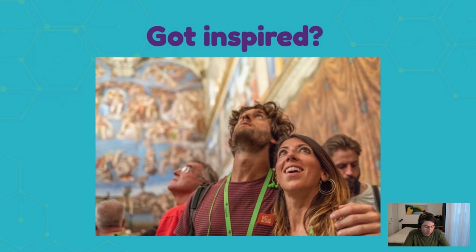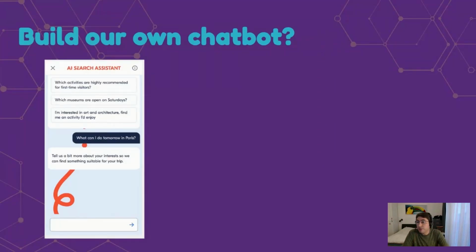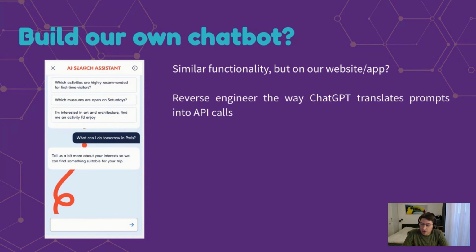We actually got inspired a lot to continue, and we thought that maybe we should try to build our own chatbot. Essentially, could we have the same functionality but integrated into our website or into our app? The way we thought about this was, could we reverse engineer the way ChatGPT translates these prompts into API calls? So that was a bit of tinkering and a what-if, can we do this?